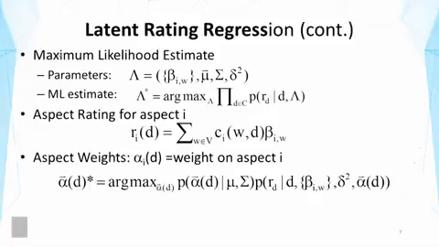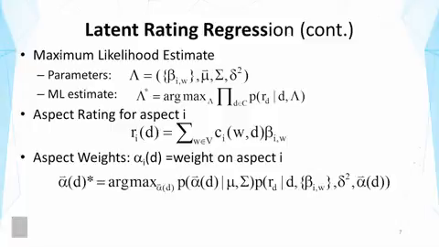Now we can, as usual, use the maximum likelihood estimator, and this will give us the settings of these parameters that would maximize the observed ratings conditioned on their respective reviews. And of course, this would then give us all the useful variables that we are interested in computing. So now, more specifically, once we estimate the parameters, we can easily compute the aspect rating for aspect I, R sub I of D.